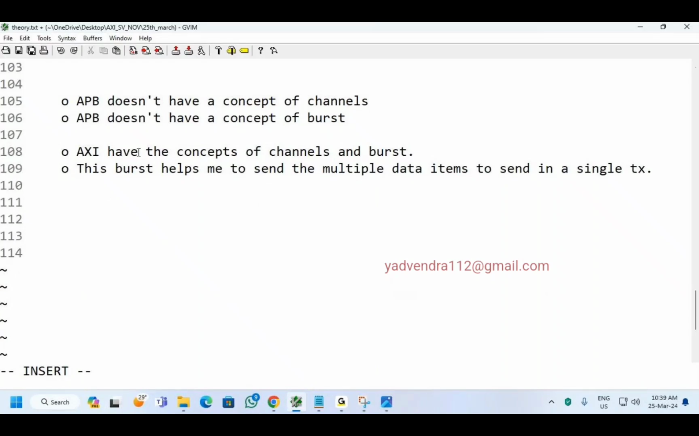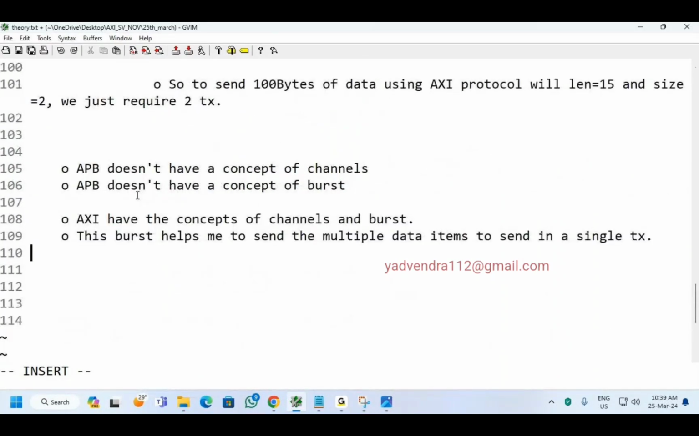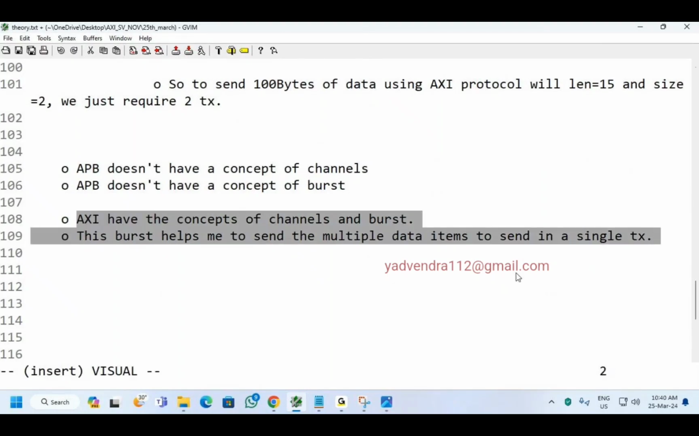So that concept of burst was introduced in the AXI. That was not there in the APB and AHB. As we are strictly correlating with the APB, let's stick to the APB. It doesn't have the concept of burst, and APB doesn't have the concept of channels. If you remove these two things, there is not much difference between APB and AXI. These two make AXI separate from the APB. That means with the introduction of these two things, my AXI is completely different from the APB. That means it has a lot more flexibility to do all the transactions, to do multiple transactions.